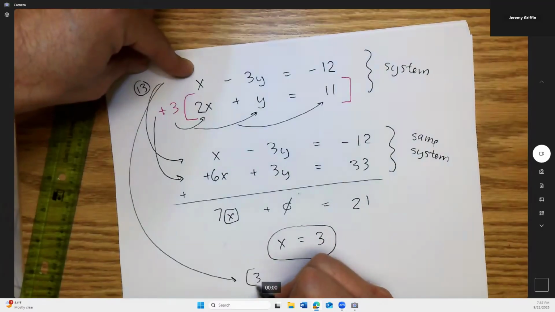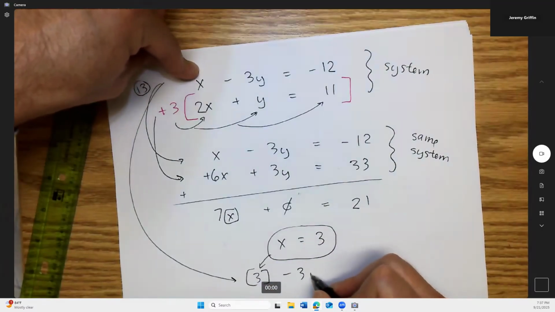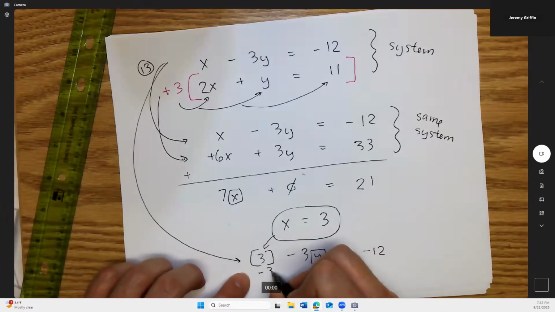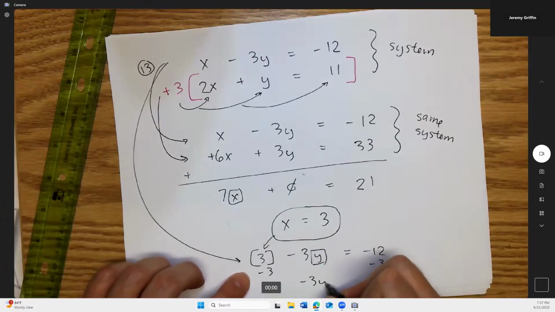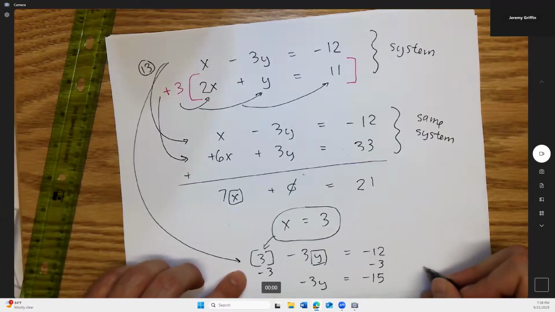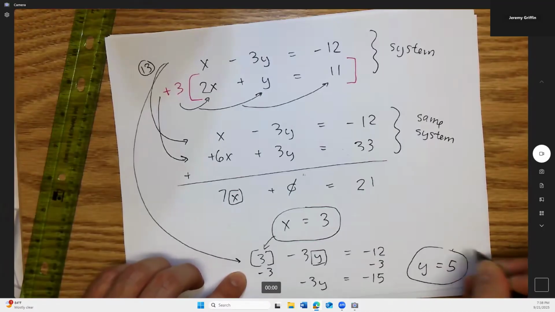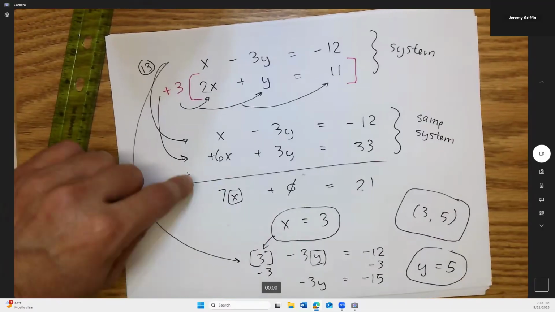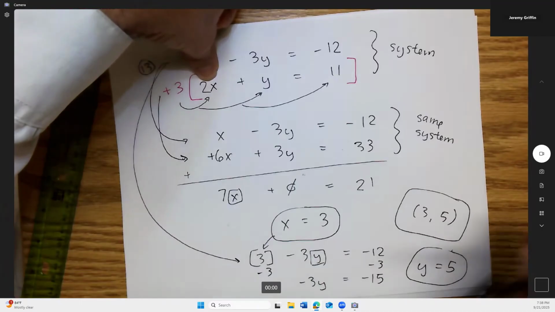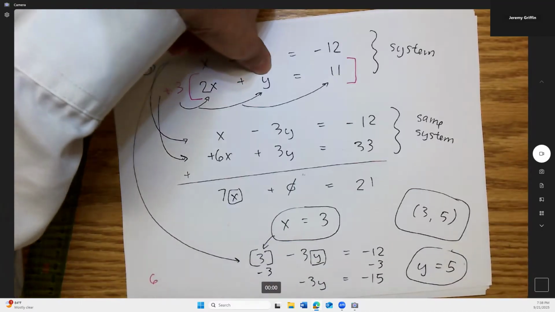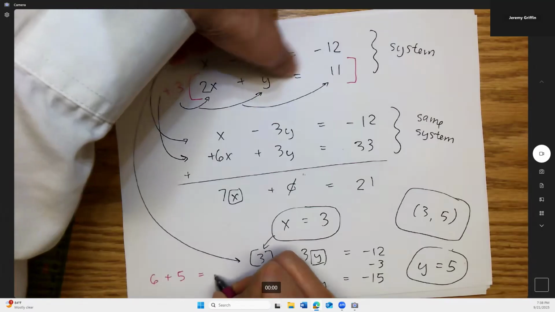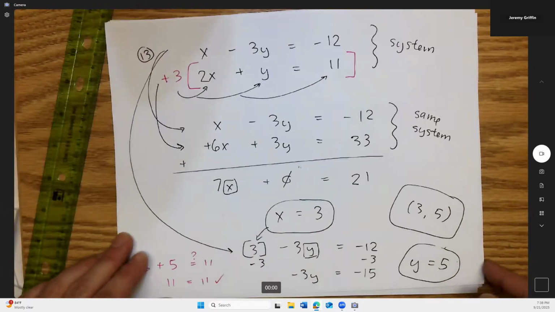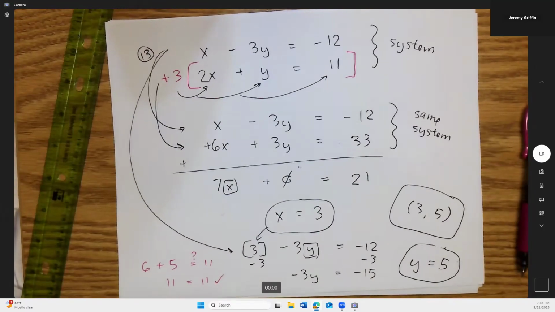Bring this on down. Okay, so 3 minus 3y equals negative 12. Minus 3, I'm getting negative 3y equals negative 15. Therefore, y is equal to 5. So 3 comma 5. And finally, I'll check my answer right here. 2 times 3, that'd be 6. Drop that down. Plus y, which is 5, equals 11. Does that equal 11? 11 equals 11. Yeah, check. It works. That's totally the answer right there. We're good.